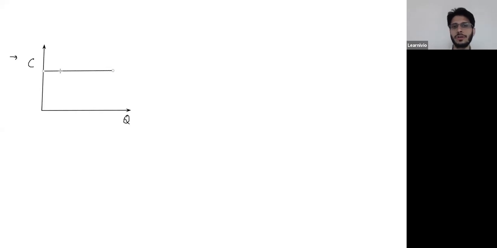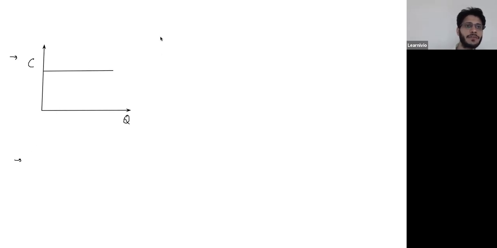Okay, the next is, this is Q and this is C. C versus Q graph. Now, since your capacitance is absolutely independent of charge, the nature of the graph is a straight line, parallel to Q. You keep on changing charge, capacity will not change.